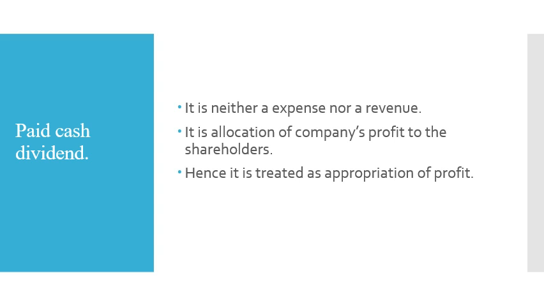Next example, paid cash dividend. Paying cash dividend is neither an expense nor a revenue. It is allocation of the company's profit to the shareholders. The company has earned net profit every year, and shareholders are the owners of the company. So the company is going to distribute the profit to the shareholders. It is just distribution, or what is called appropriation of profit. So neither is it capital expenditure, nor revenue expenditure, nor deferred revenue expenditure. But what is it? It is appropriation of profit. Okay. Next.